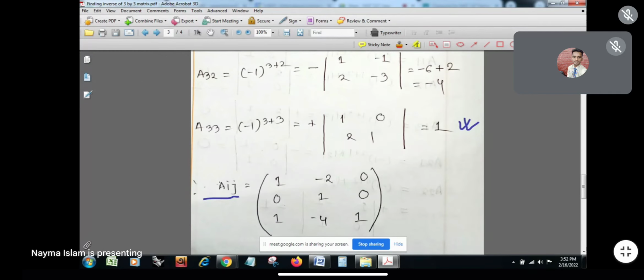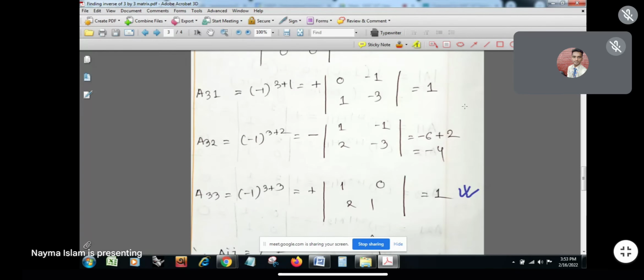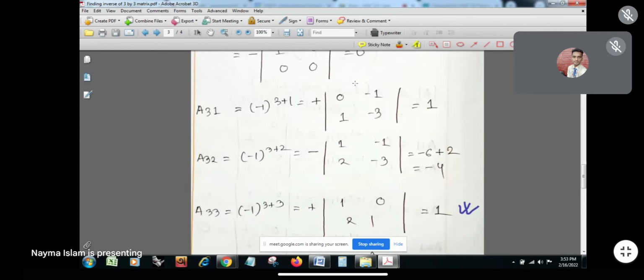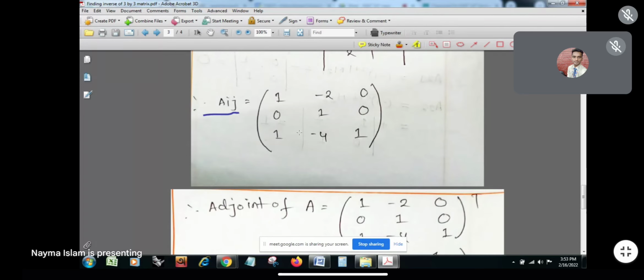Okay, Aij means the cofactor matrix, so you have to put every element in this matrix: the value of A11, after that A12, A13, 21, 22, 23, 31, 32, 33. In the position of these elements, you have to put all the values obtained after calculation. Okay, this is our cofactor matrix.